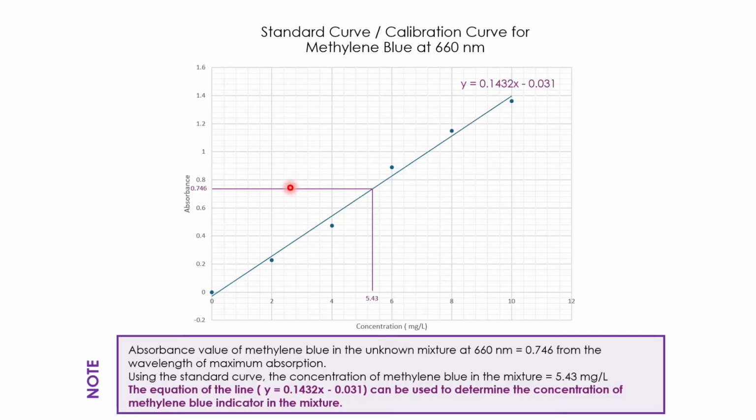So once we are done with this, we will just come to the graph and just trace it. So this is 0.746 absorbance over here to the 5.43 concentration on the x-axis as shown over here. So this is how we use the calibration curve to extrapolate or determine the concentration of an unknown compound.